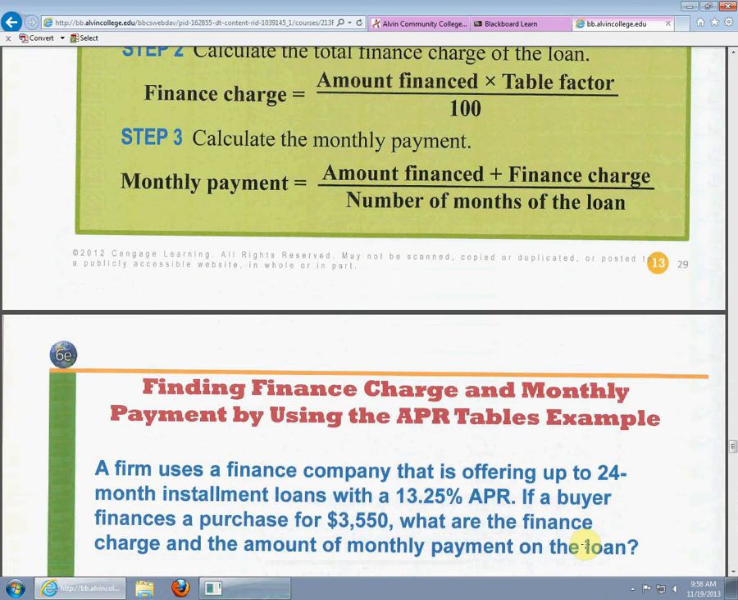A firm uses a finance company that is offering up to 24 months installment loan with a 13.25% APR. So we know the APR and we know the number of months, 24. If a buyer finances a purchase for $3,550, what are the finance charge and the amount of the monthly payment of the loan? So you've got the information that you need to do step 1.